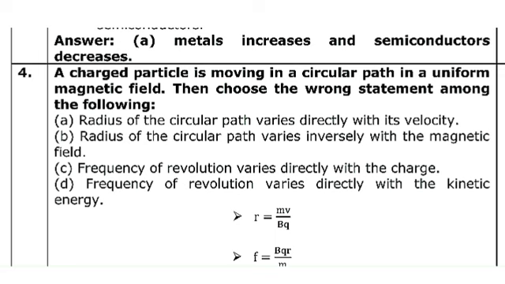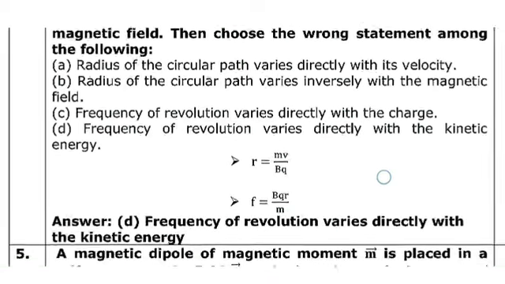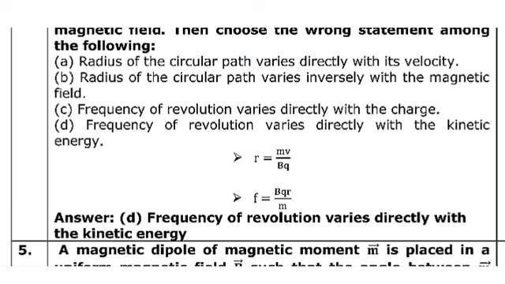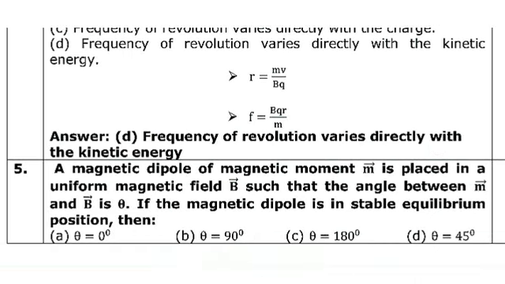Okay, we have to find the wrong statement in these 4 statements. They said, radius of circular path. So we know that radius expression R is equal to mv by bq. That is for radius; for frequency, f is equal to bq divided by m. Next, using these 2 equations, what we can say, the frequency of revolution varies directly with the kinetic energy. So option D is our correct answer. Okay, next, question number 5.